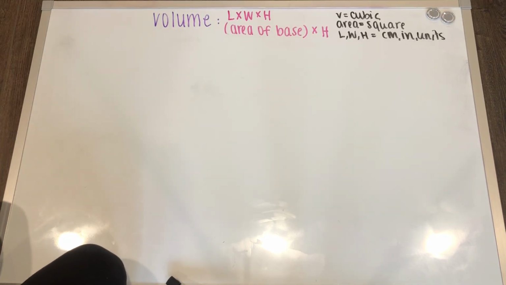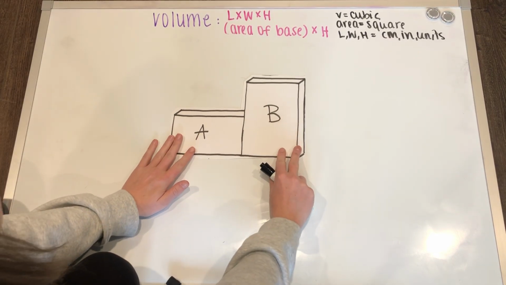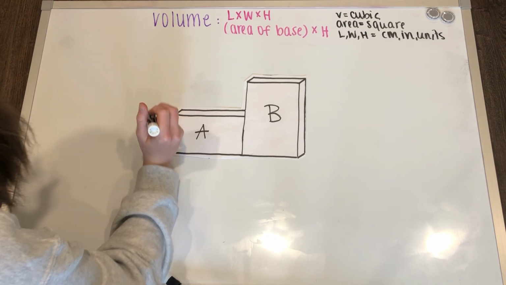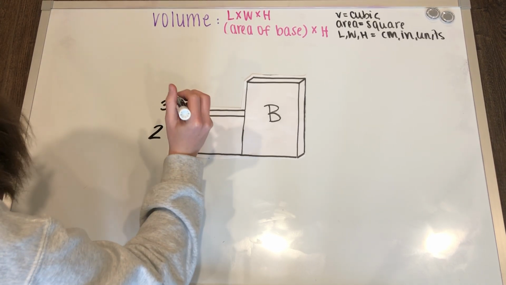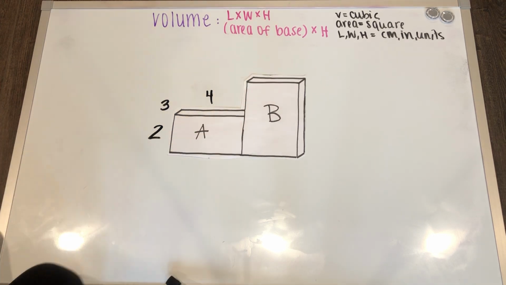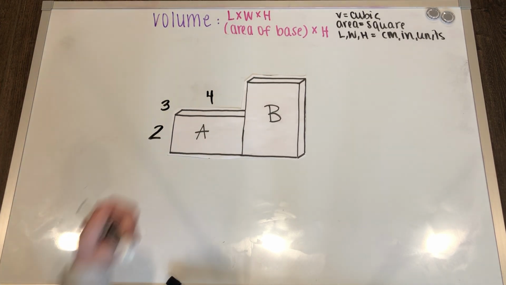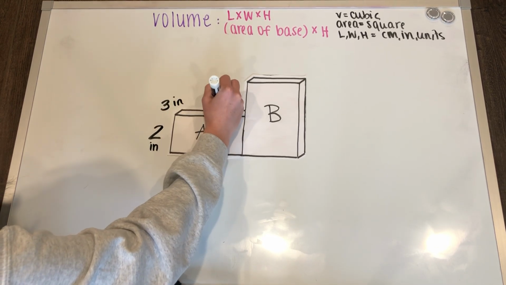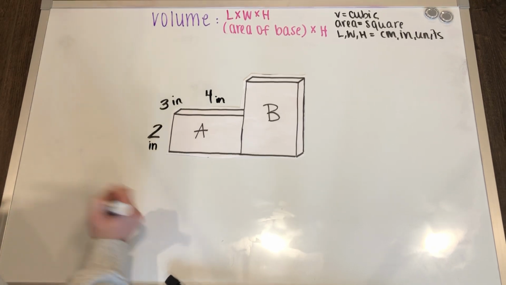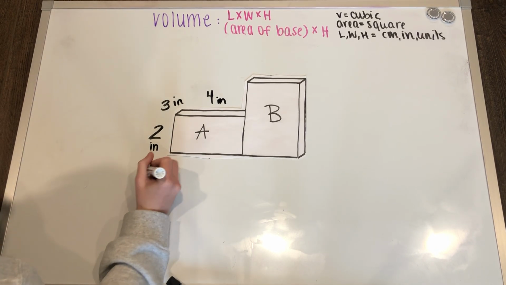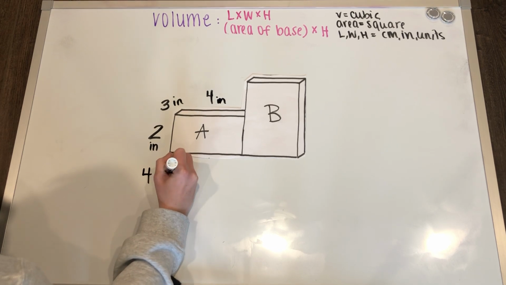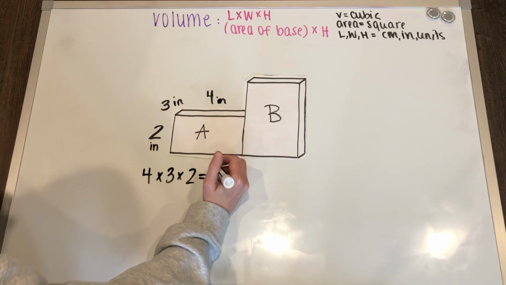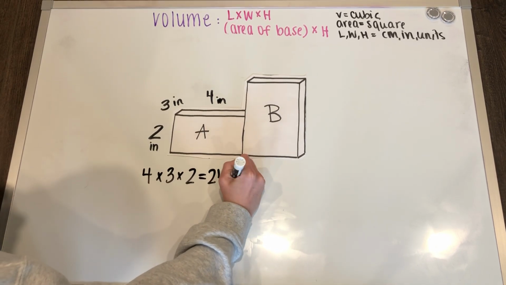So let's say that we have prism A and prism B. Prism A, our height is 2, our width is 3, our length is 4. How would we find the volume of prism A? Let's say that these are all in inches. We find that by doing length times width times height. The length is 4, width is 3, and height is 2. When we multiply that together, we get 24 cubic inches.